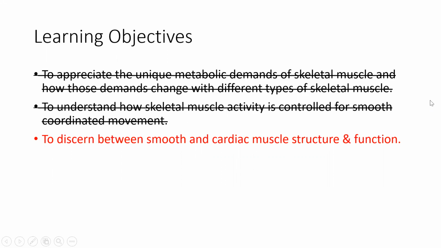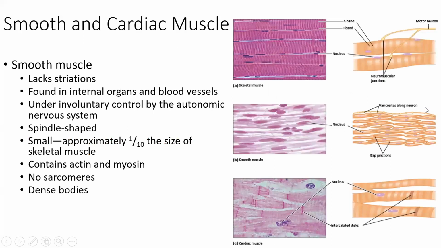About the differences between smooth and cardiac muscle in terms of their structure and their function. We've talked a lot about skeletal muscle, the sarcomere, the myofibrils, the factors of force generation. We've talked about excitation-contraction coupling, and how muscle contraction happens in skeletal muscle. And we're going to do the same for smooth muscle as well. So let's start out with a few of the differences between smooth and cardiac muscle.